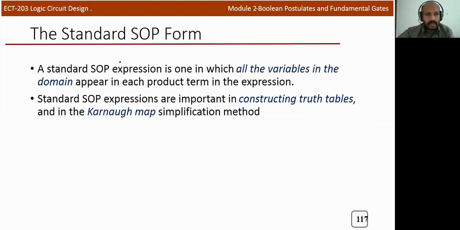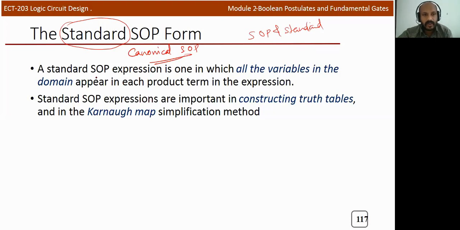And now we'll discuss what we mean by standard SOP form. There are two types, SOP and standard SOP, which we can also call by one more name, canonical form. Canonical SOP form or standard SOP form. So what is the difference between SOP and standard SOP? I think it is better to go for an example, and this is the definition.